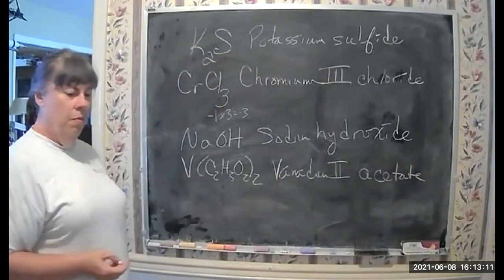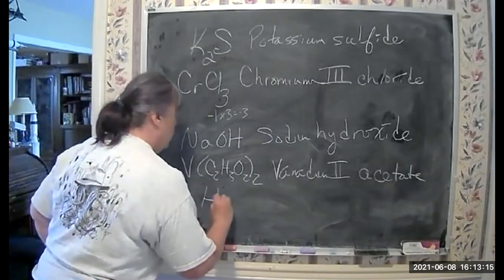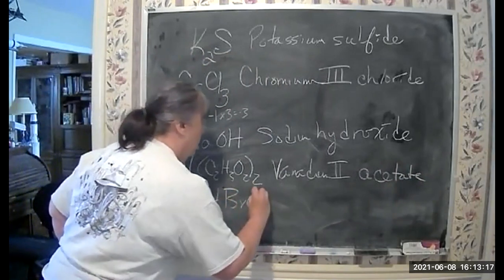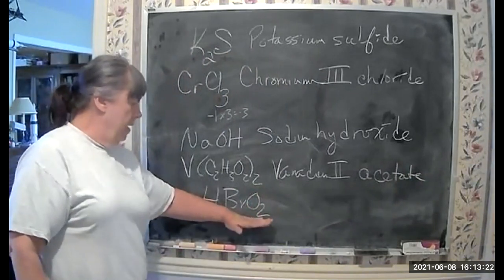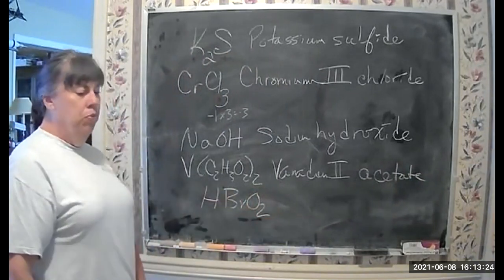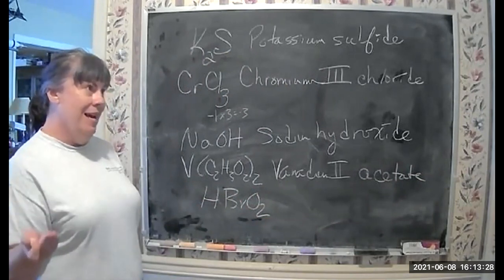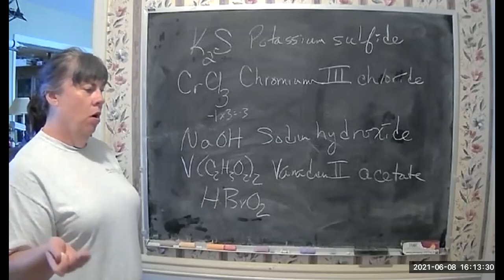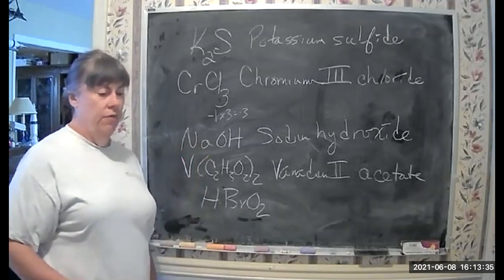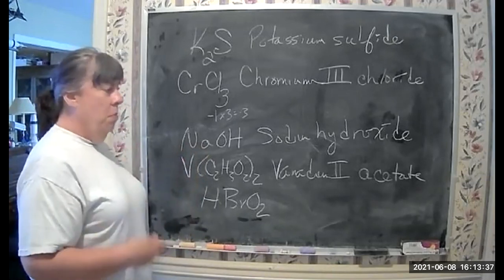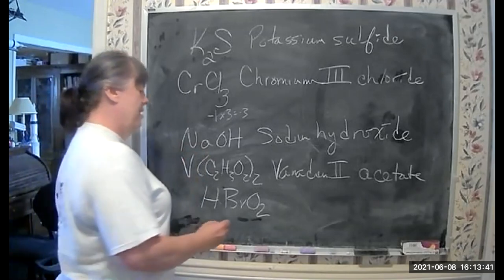Let me do one more down here at the bottom. That's one of the acids. HBrO2. So you're going to have to look up the latter half here. This is known as bromite. So ending in the ITE for the anion part, we only have a single hydrogen out in front. Bromite is going to become bromous acid.